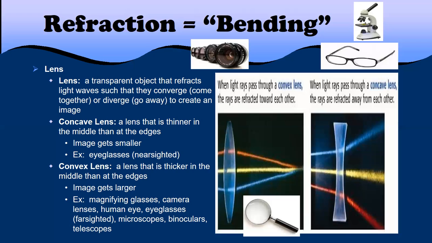The concave is the front, the dip side of the spoon that goes in, and the convex is the outside of the spoon that goes around. So if we have a concave lens, then the lens is thinner in the middle. This is an example over here of a concave. They're thinner in the middle and wider at the edges, and the image gets smaller. This is what eyeglasses are for. So that's really what your eyeglasses are doing.